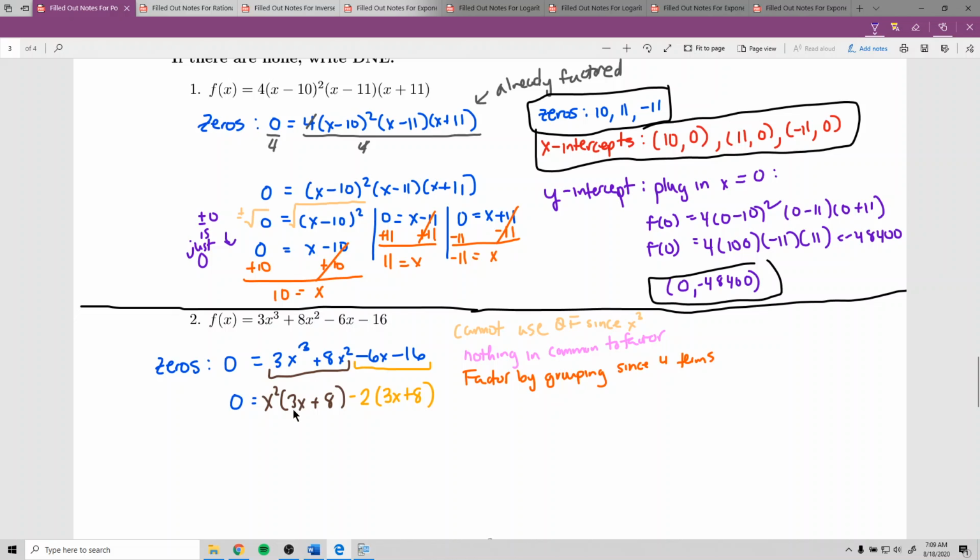All right, now we have the insides the same. That's what's important for factoring by grouping. So we factor out the common term. We got 3x plus 8 to factor out. And what's left from the front is x squared. What's left from the back is minus 2. So 0 equals 3x plus 8 times x squared minus 2.